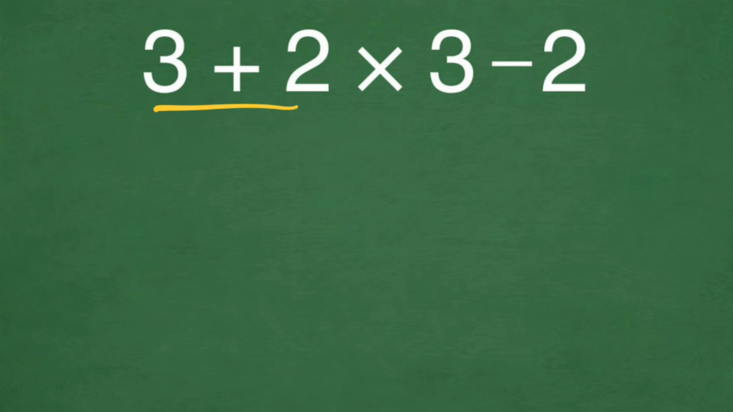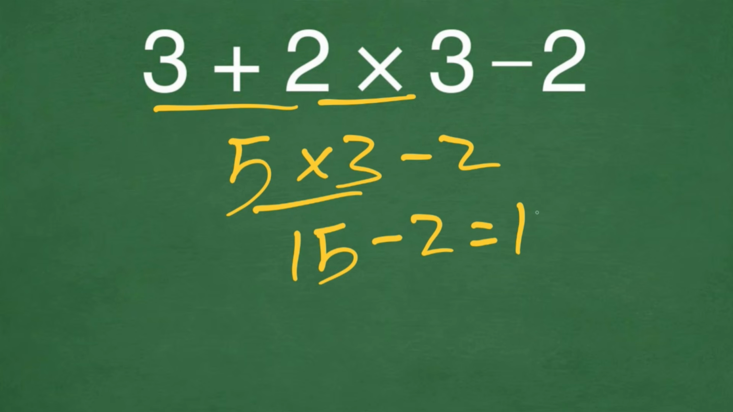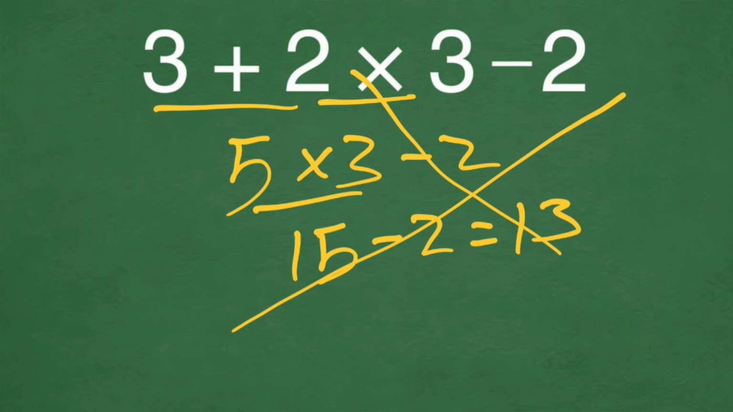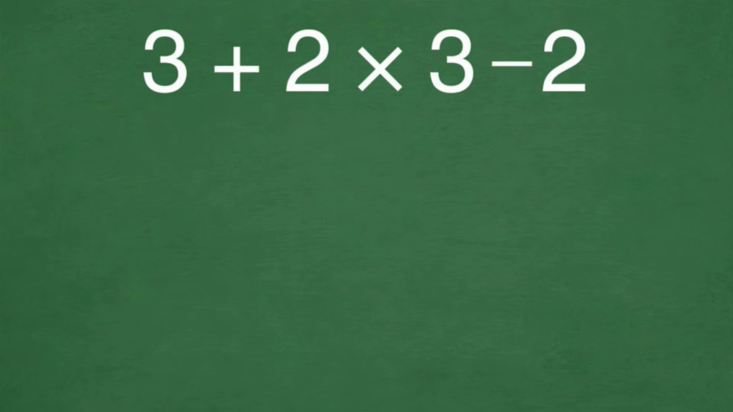3 plus 2, which is 5, and 5 times 3 and minus 2, and 5 times 3 is 15, and 15 minus 2 is just 13. But again, this answer is not correct, because according to the order of operation, which is PEMDAS, we have to follow a specific order when we are solving mathematical equations.